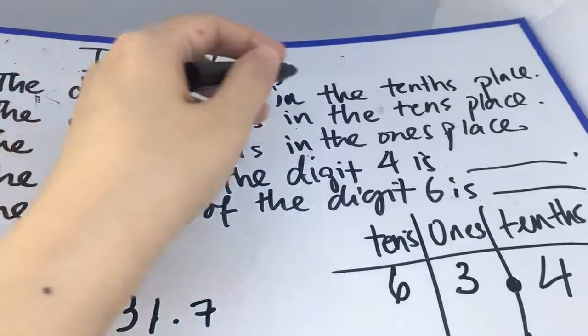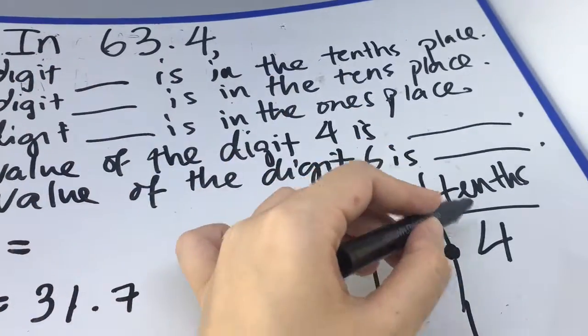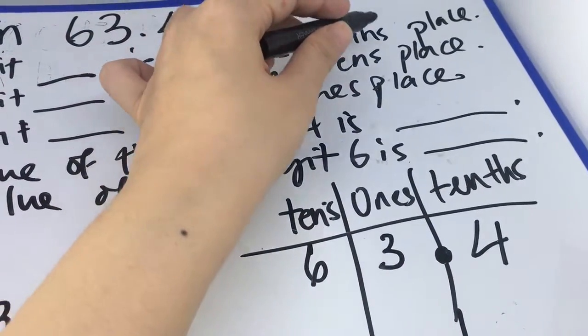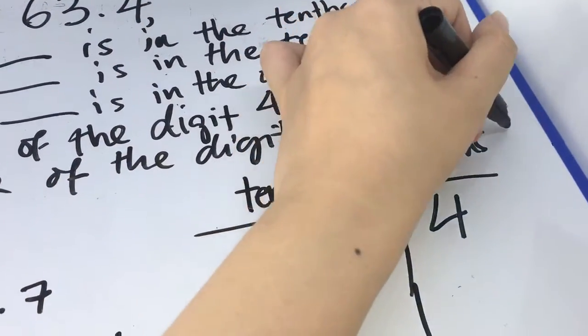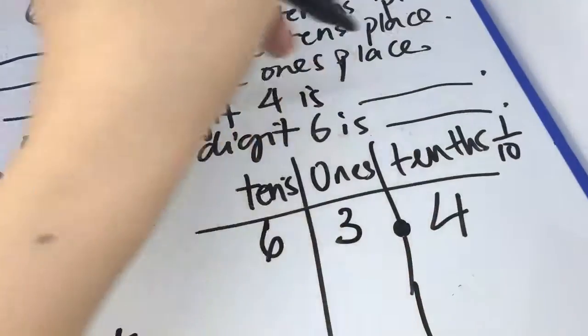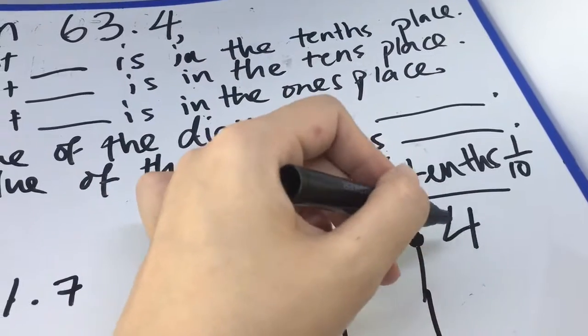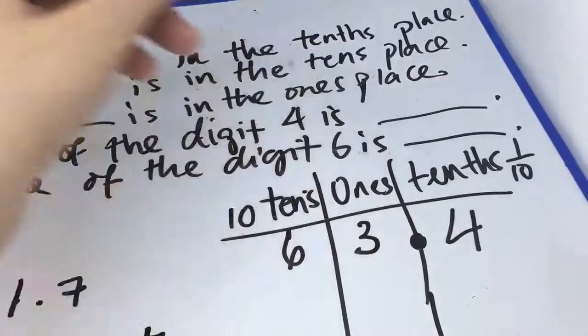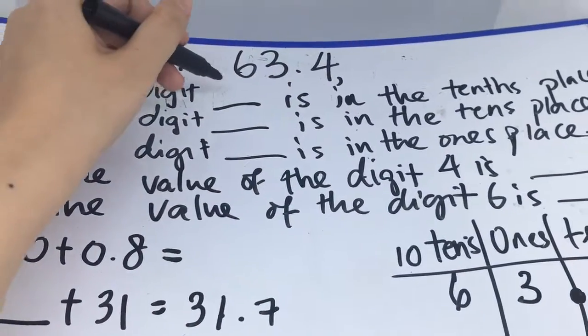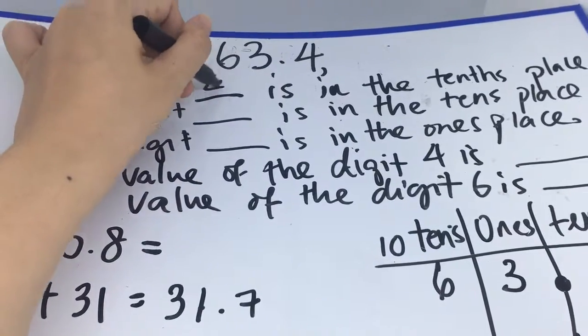So the digit what is in the tens place? Let's look at the tenths place, T-E-N-T-H-S. This tenths is the same as 1 out of 10, whereas this tens is 10. So this digit is in the tens place.